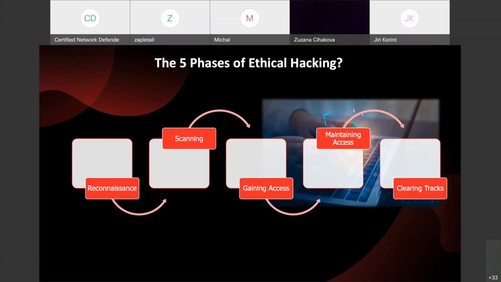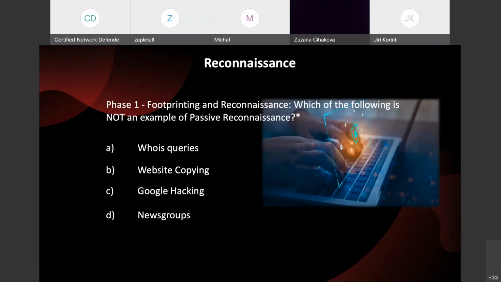The first question will be on reconnaissance, and then we'll go on to scanning, gaining access, maintaining access, and clearing tracks. The first question, in terms of footprinting and reconnaissance: which of the following is not an example of passive reconnaissance? And maybe at the end of this you can note down your score, and if you do well, maybe it might be an idea to look in.